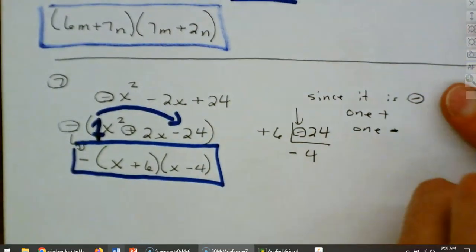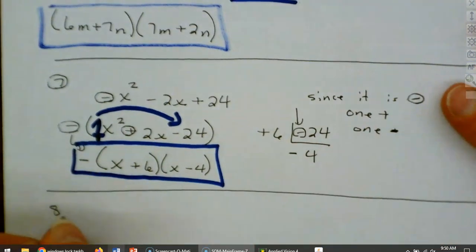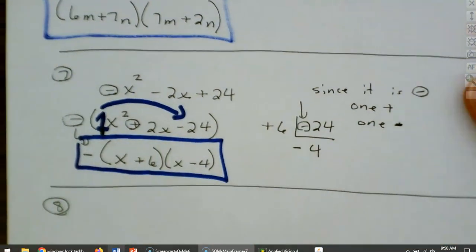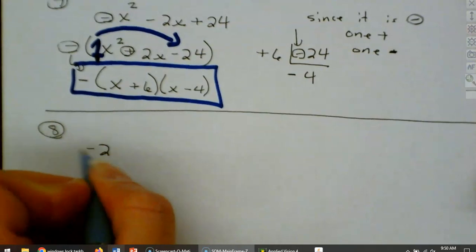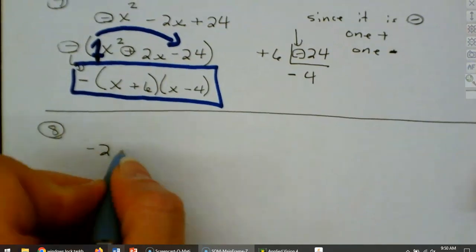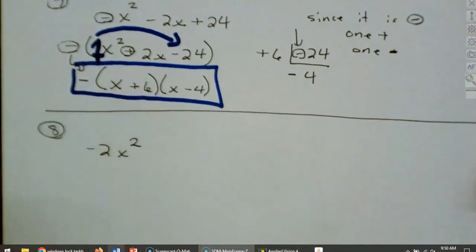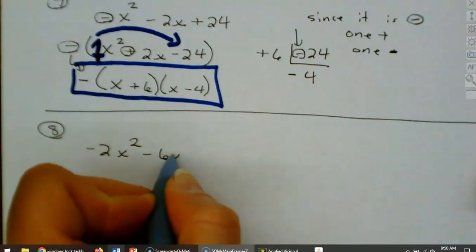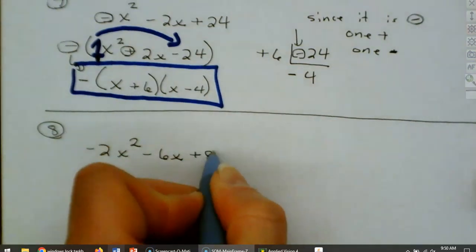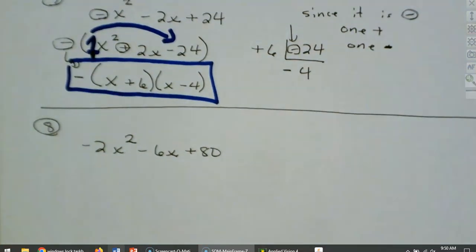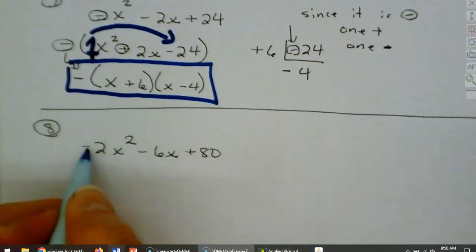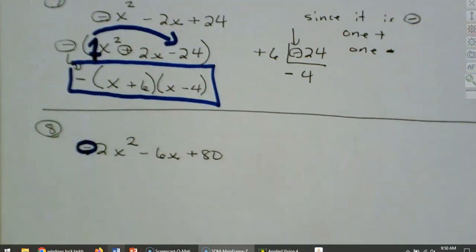Question 8. A little bit different as well. And I don't mind working a lot of these out because you have 25 of them here in this homework. So there's a lot of them to work through. Question 8. Negative 2x squared minus 6x plus 80. So the first thing we look at is we see that this begins with a negative. So that's got to come out.